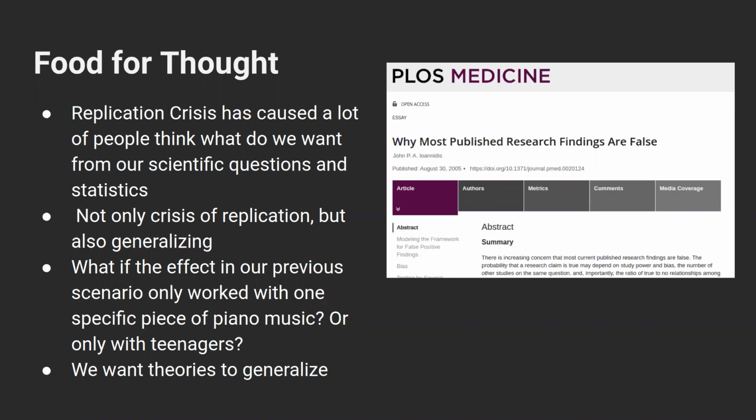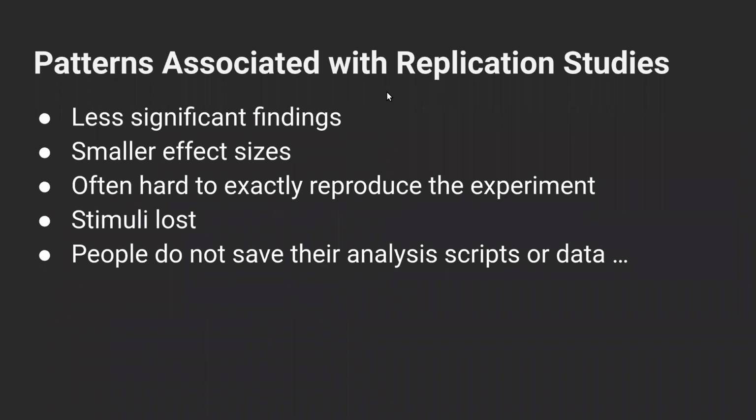So we want to know things such as, what if the effect in our previous scenario only worked with one specific type of music, or maybe it only worked with teenagers? So it's important for our theories to be able to also generalize and not just work in specific situations.